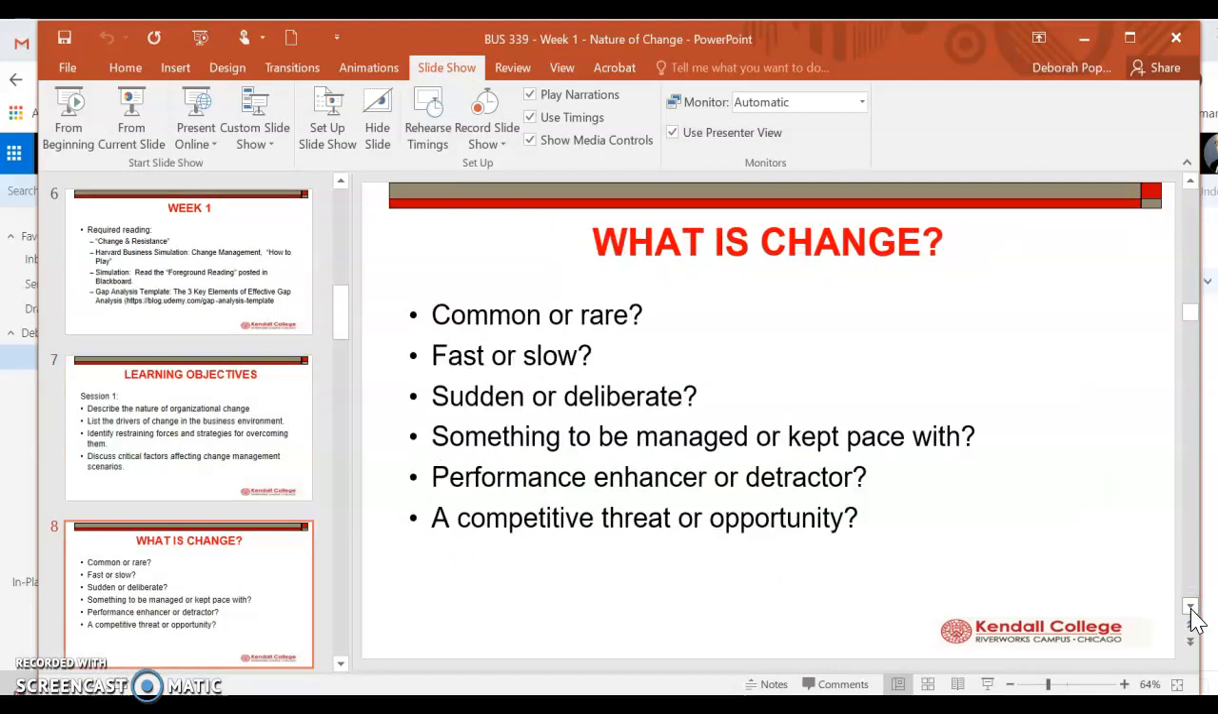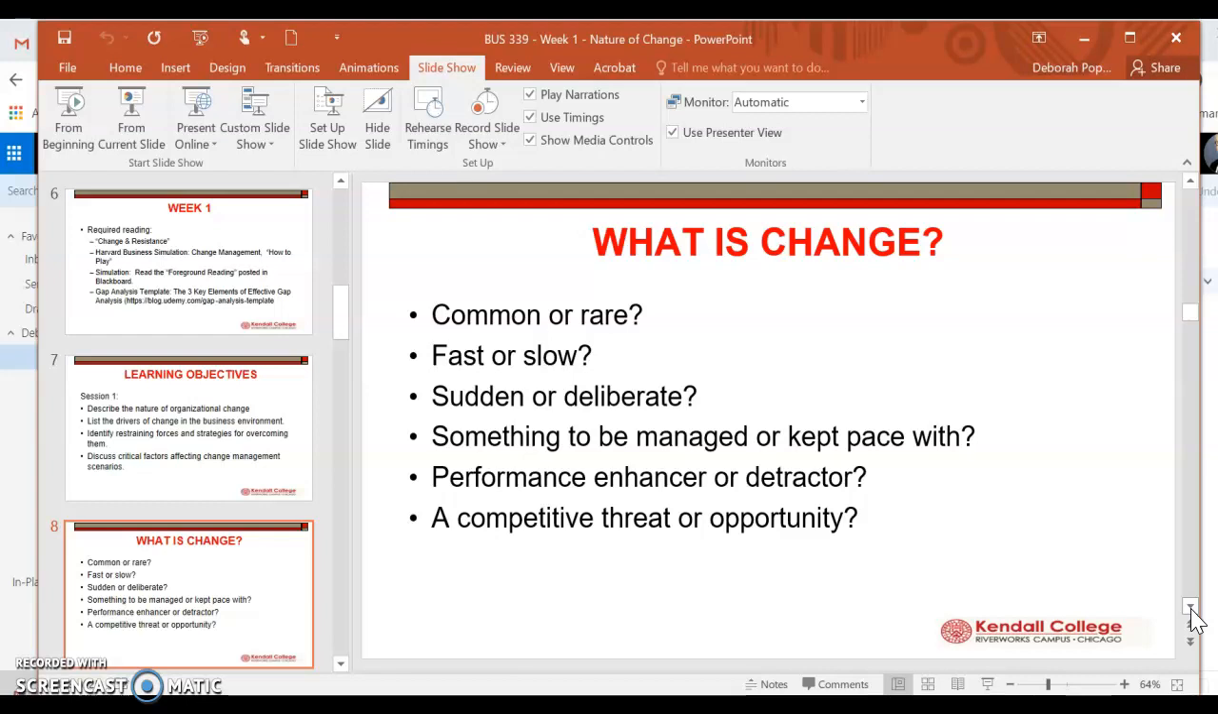So thinking about change, it's important to realize that it's many things, including it is common, it's fast and slow, it's sudden and deliberate. We're in a world right now where it's obvious that change sometimes is foisted upon us. Is it something to be managed or kept pace with? It's both, really. You have to manage these big changes, and you also have to be aware of what changes can occur so you can be managing with those in mind.